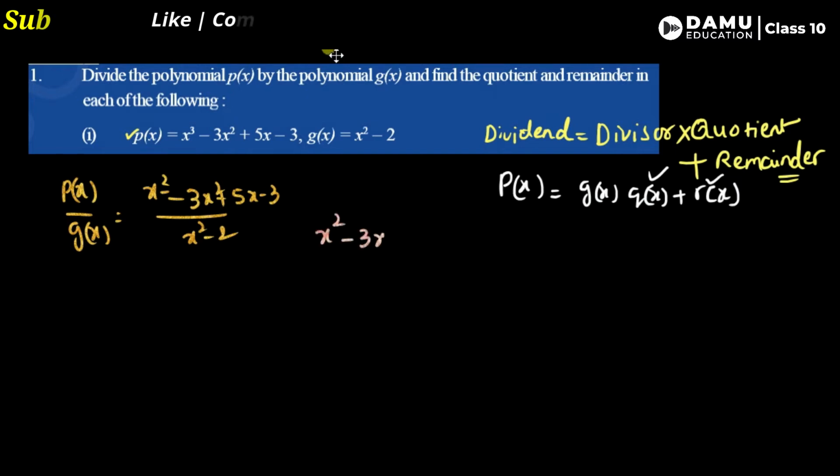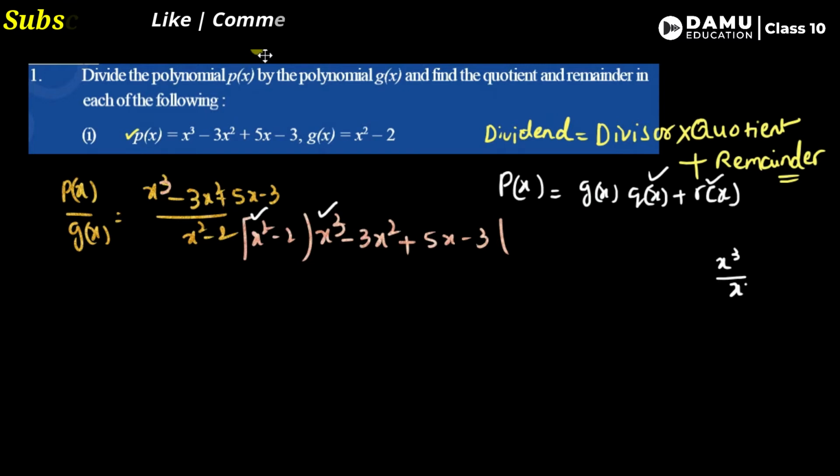So what is that here? x cube minus 3x square plus 5x minus 3 divided by x square minus 2. So how to do this one? We take the first term x cube with the first term here. x cube by x square, what will you get? x. If you cancel, you will get x square once, then x, so x times. So do this here: x square into x, we get x cube. Then minus 2 into x.